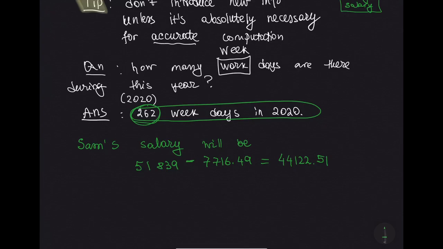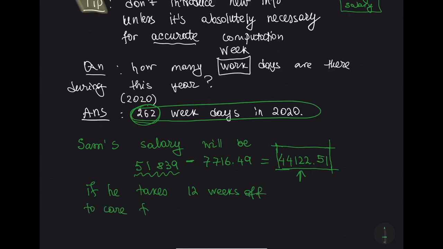Which is going to be 44,122.51. This is what Sam's salary is going to be if he takes 12 weeks off to care for his newborn son.